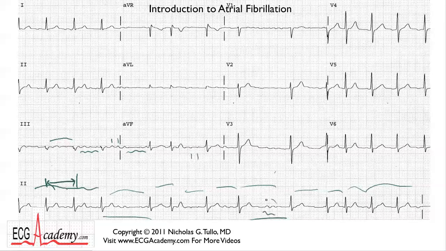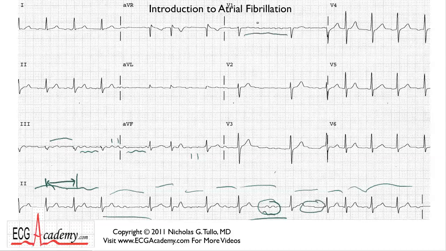Sometimes you get big fibrillatory waves, and sometimes they get to be so small you can barely see them. Look at this long stretch in V1. This is pretty typical for what's known as fine atrial fibrillation, where you can see it, but it's very small and it's almost hard to recognize, especially here in V2.